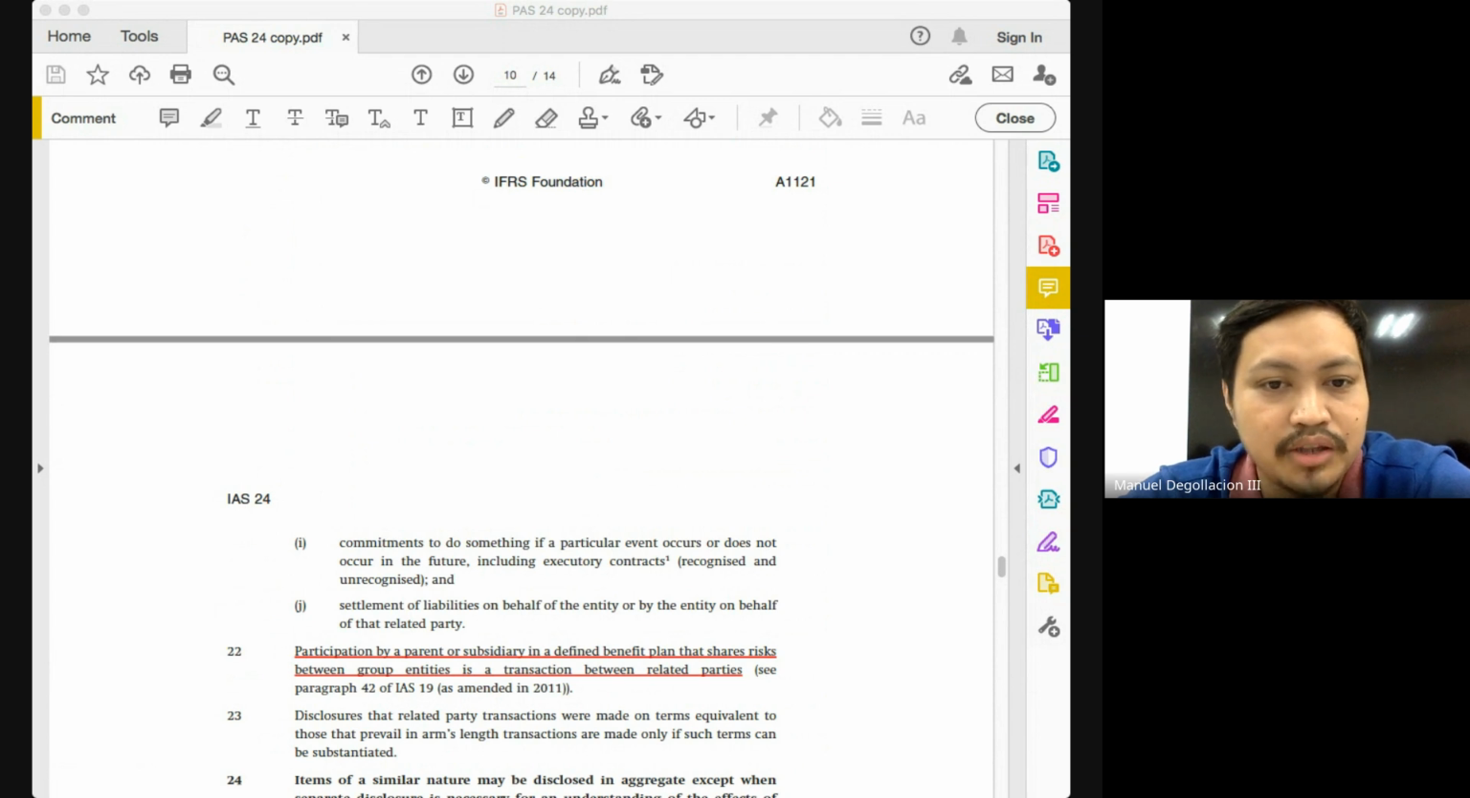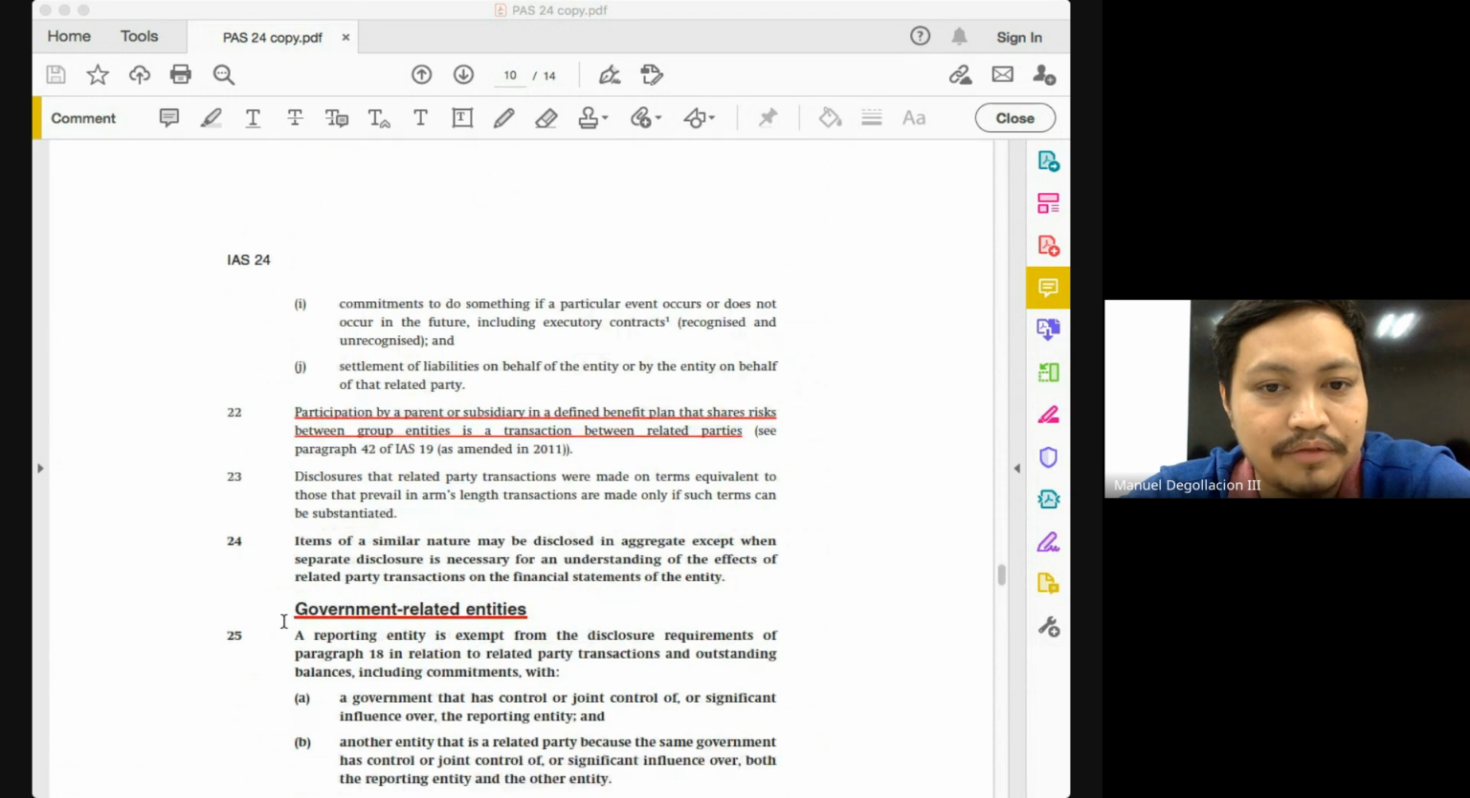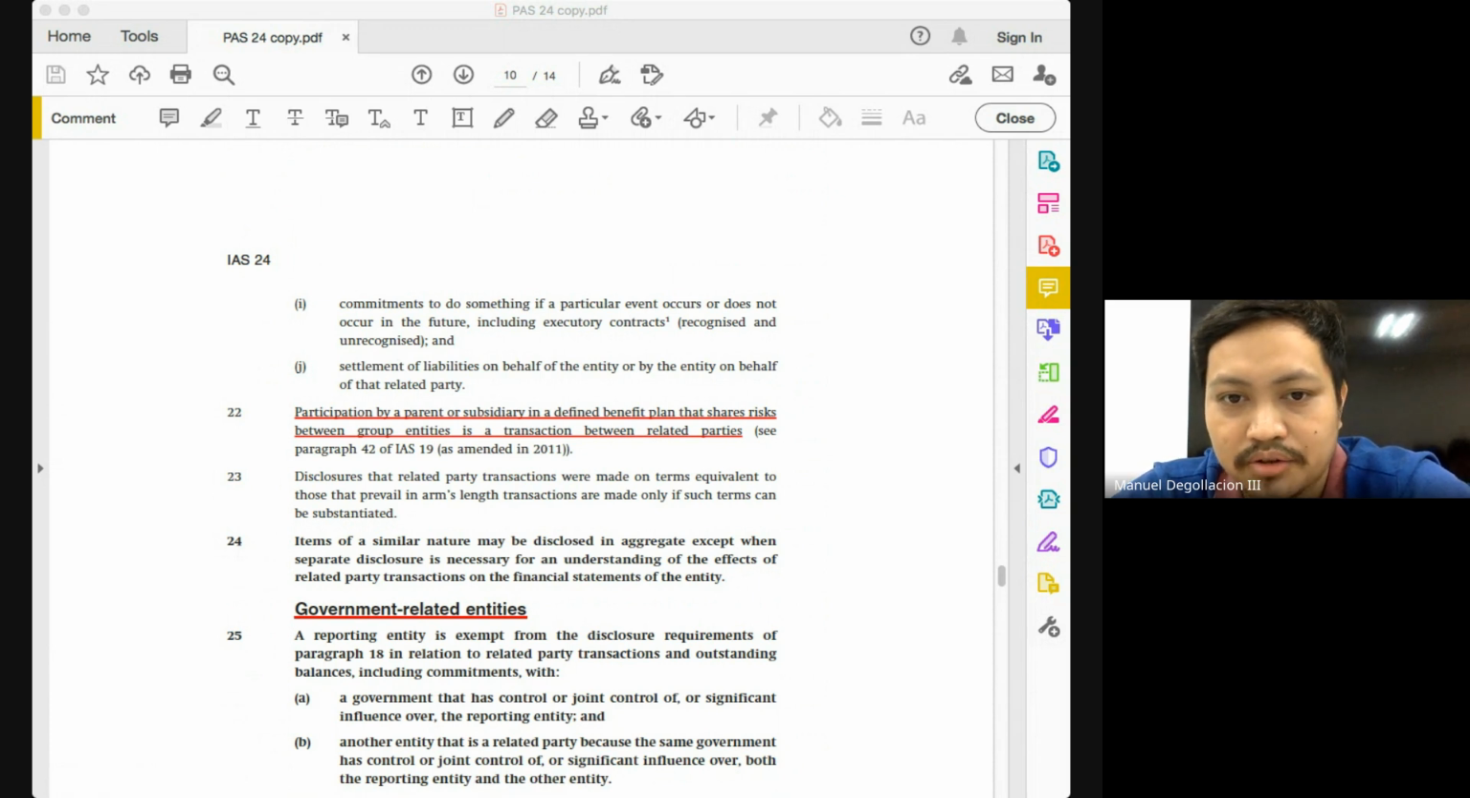Okay. Paragraph 22, class, is basically another example of a related party transaction. So again, this would still be useful as we try to prepare for multiple choice questions asking us which are related party transactions, which are not. Paragraph 22 tells us participation by a parent or subsidiary in a defined benefit plan that shares risks between group entities is a transaction between related parties.